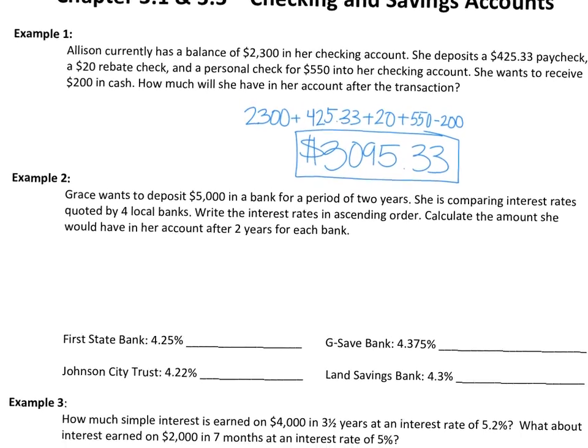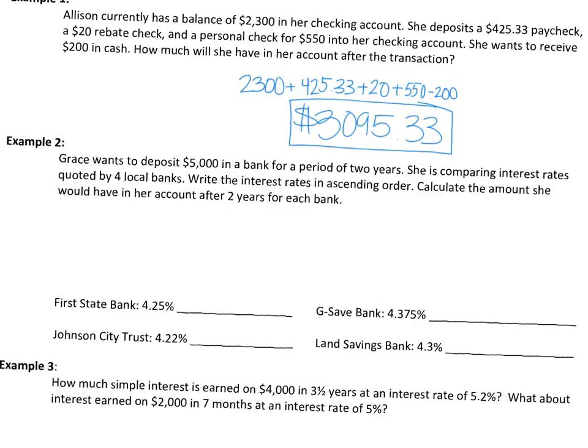The rest of these questions deal with simple interest questions. So calculating simple interest, we obviously need to use the formula, but we do need to be careful and figure out what the question is asking for. The question is asking for us to calculate the amount that would be in her account after 2 years for each bank. Now, we're not going to do this middle part here. We're not going to put the interest rates in ascending order, but we are going to calculate the amount that would be in the account for each one of these banks. So we're going to go to our formula.